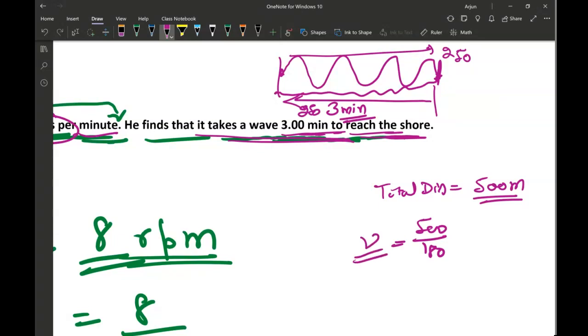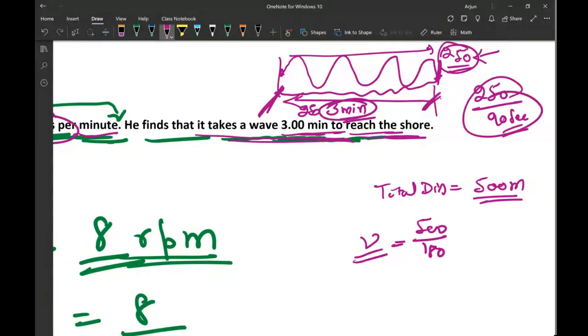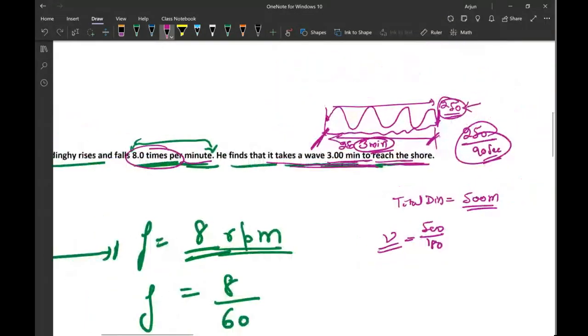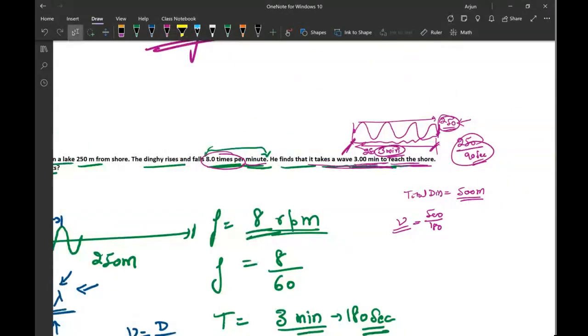Make sure you do this process, or if you don't want to do this, you can take half of the time. If you want to take this distance of 250 meters from the fisherman's hand to the shore, then you take half of this time, which is half of 180, so 90 seconds. So make sure you carefully look into what the question is saying.